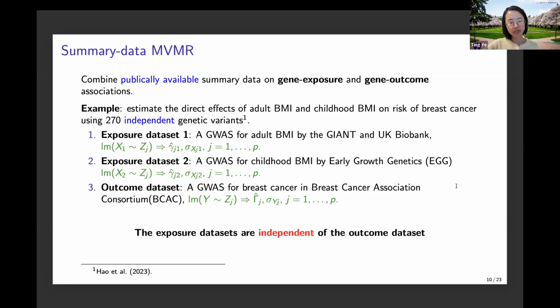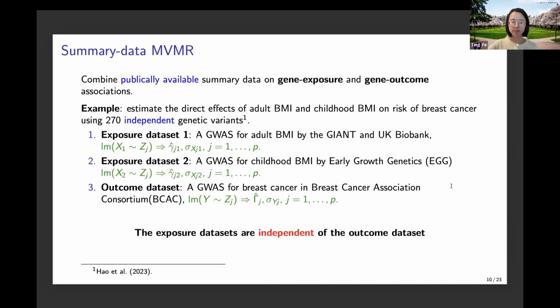And in this example, you may notice that actually the data sets that are used for measuring adult BMI, childhood BMI, and breast cancer can be non-overlapping. So it's pretty amazing that by using this Mendelian randomization framework, we don't need any individual being measured for adult BMI, childhood BMI, and breast cancer. They can be measured in totally non-overlapping populations. And this creates a lot of convenience because it's hard to measure both the childhood BMI and adult BMI for the same group of people.